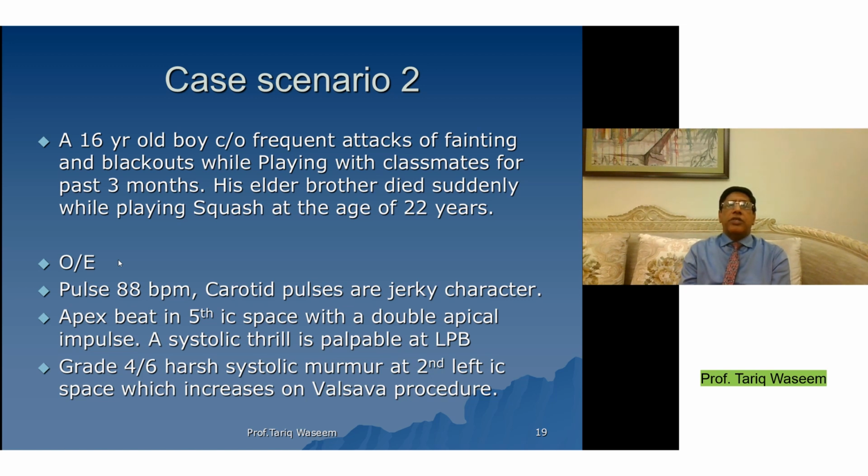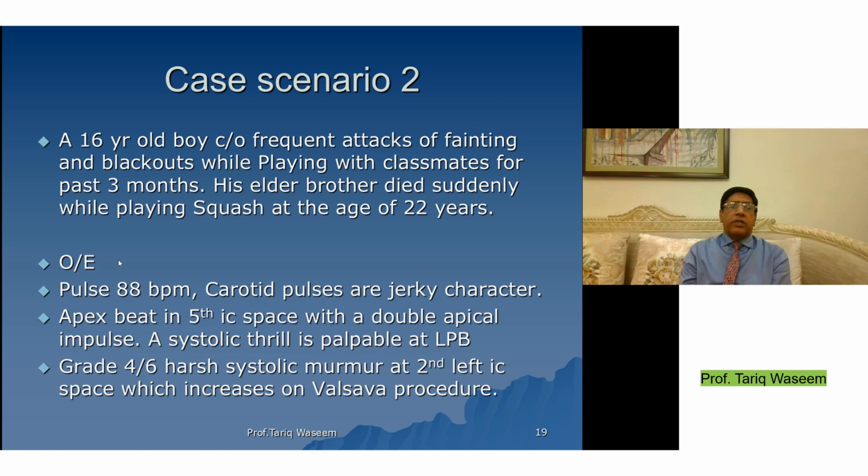This time this is a 16-year-old boy, and he is complaining of very frequent attacks of fainting. He develops blackouts while playing with his classmates for the past 3 months. His elder brother died suddenly while playing squash at the age of 22. So he's young, in his teens, with a family history of someone having a sudden cardiac death in the family. And now his primary complaint is not dyspnea, but off and on spells of fainting.